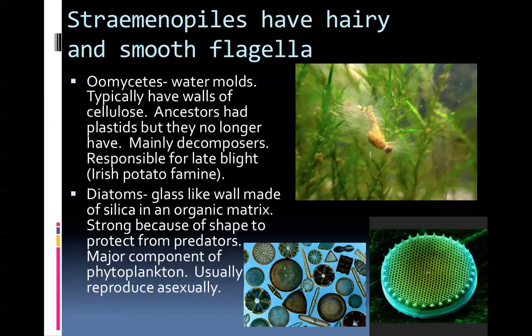They're one of the main components of phytoplankton, so they are photosynthetic. And they usually reproduce asexually, although they are able to reproduce sexually. That's actually one of the key things about protists, is that there's quite a wide diversity in terms of life cycles and how these organisms are able to reproduce. Often they can go between asexual and sexual forms of reproduction.